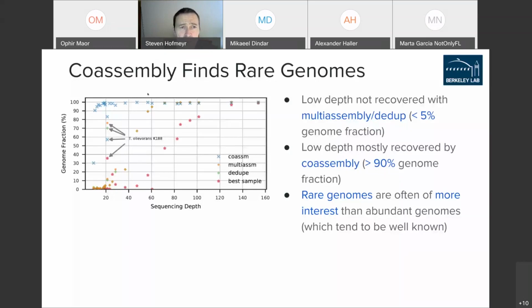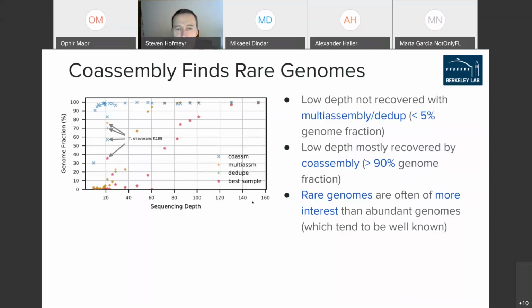And so what we're showing here in this graph is how we can find rare genomes. On the y-axis here is the fraction of genome that's been recovered. It's the percentage, and the higher the value, the better. And on the x-axis is the sequencing depth. And the sequencing depth is related to the abundance of the organism. So what we've done here is we've injected some synthetic organisms into the data set at various abundances to see how well we recover the genome fraction.